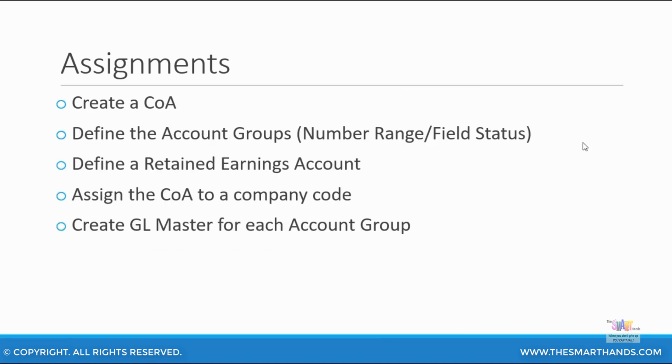So in this presentation, we saw how we can set up the main configurations to create the GL master data. First, we defined the chart of accounts, we defined the account groups, we assigned the chart of accounts to a company code, we created a retained earnings account, we assigned the field status group to the company code, and then we proceeded to create the GL master data.